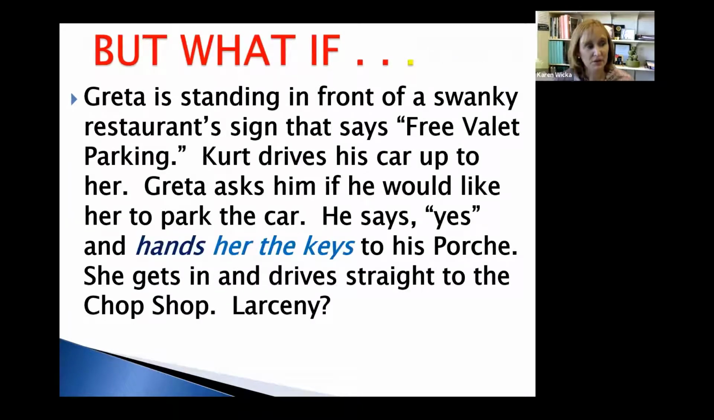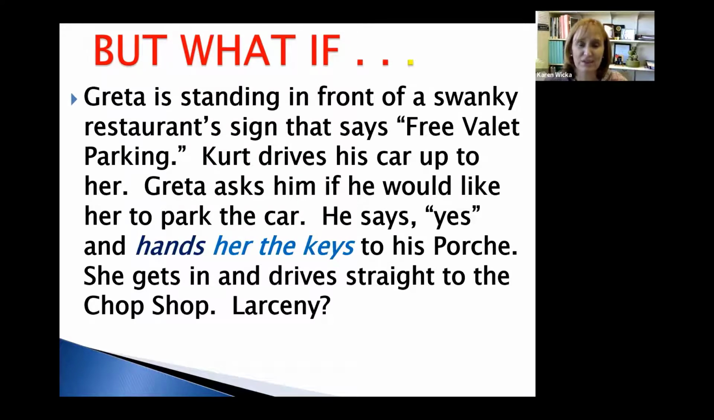What about this? Greta is standing in front of a swanky restaurant sign that says free valet parking. Kurt drives his car up to her. Greta asks him if he would like her to park the car. He says yes and hands her the keys to his Porsche. She gets in and drives straight to a chop shop. Is this larceny? So is it taking and carrying away? Yes. Property of another? Yes. To permanently deprive? Yes. But the problem is, in this case, Kurt gave it to Greta.